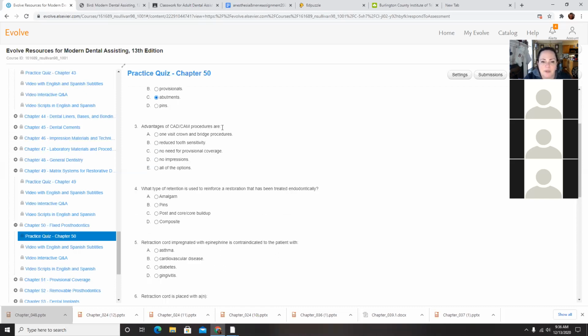Advantages of CAD/CAM procedures are... what are CAD/CAM procedures? Does anyone in their office use a CAD/CAM or a scanner? No? Have you seen one? Are you talking about like the iTero scanners? I don't know the name of your brand, but it looks like a big camera and you put it in the mouth and you go around the teeth.